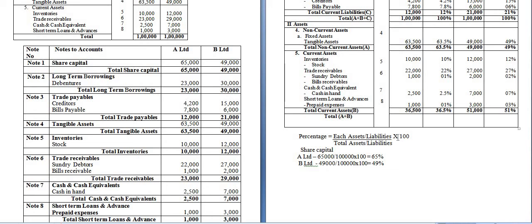Over. Now we have taken all the information given in the problem. So the last step is to find out the total of the asset side. Total of asset side is A plus B. A is how much? 63,500, and B how much? 36,500. Okay. So 63,500 plus 36,500 is equal to 1 lakh.